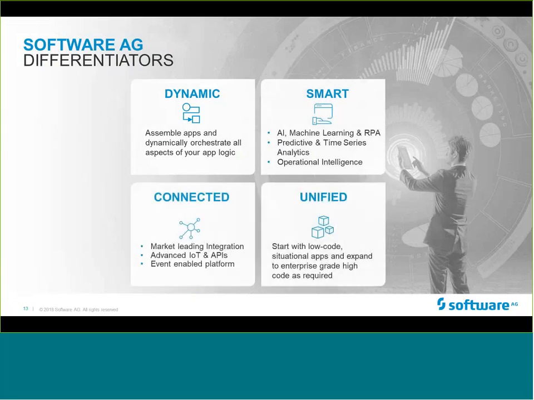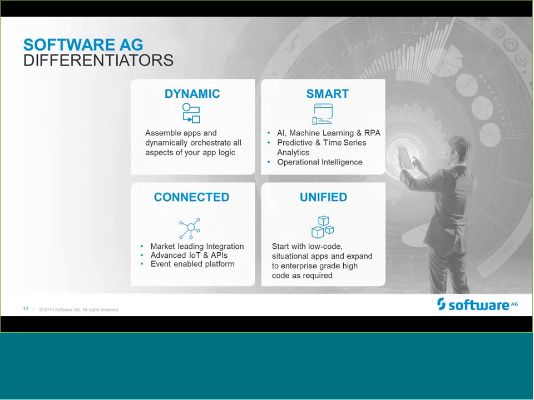Just to point out, there's a few things that Software AG views as differentiators in the market. As you think about case management, this is certainly something you'll want to get your hands on and try out. You're going to find it really interesting. Overall, being able to create dynamic applications on the fly and orchestrate all your application logic is something that we're really excellent at. We have smart products that can do machine learning, RPA, AI, operational intelligence, so you understand what's happening with the processes and applications that are going on. Very critical if you're running any kind of mission-critical application.